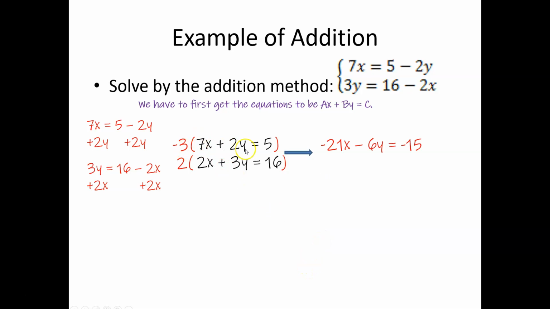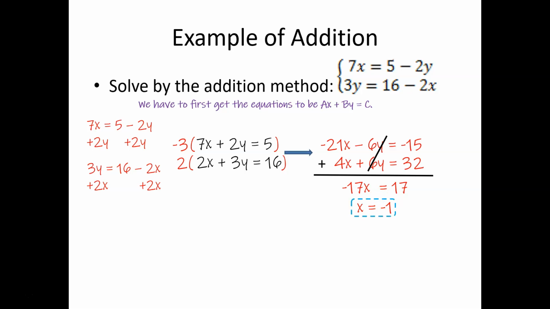Just distributing all the way across. Make sure you get the other side of the equal sign. And then look at our y's. These are how we picked our -3 and 2. They're both 6's with opposite signs. So perfect. So we put our plus, draw our line, our y's cross out this time, and we add together. We get -17x equals 17, so x is -1.